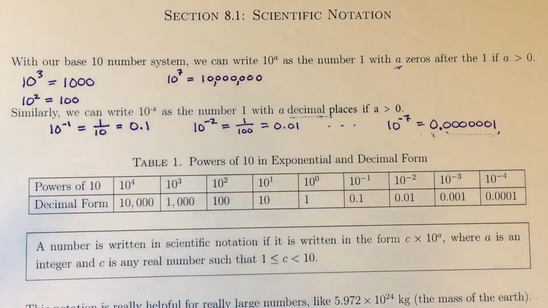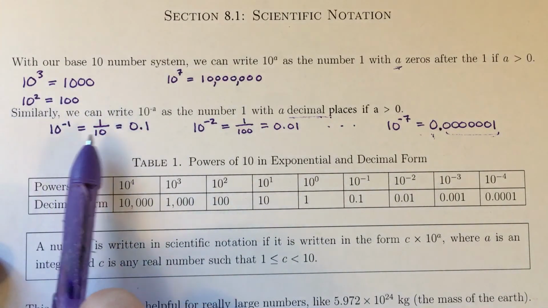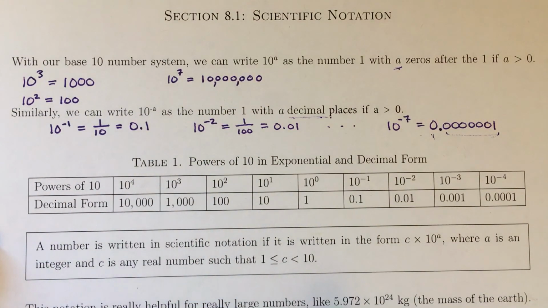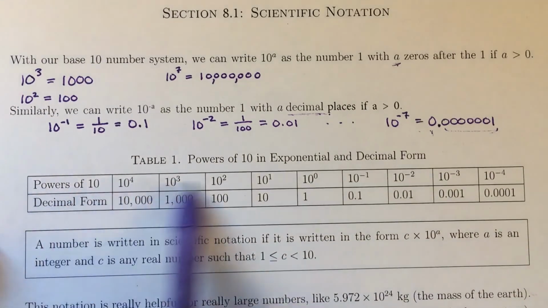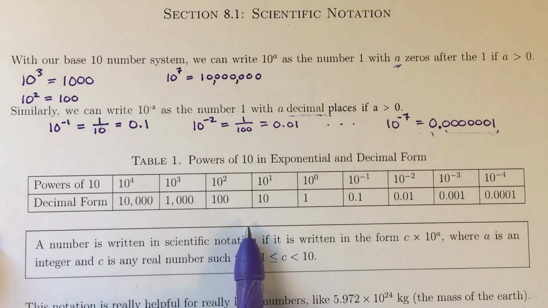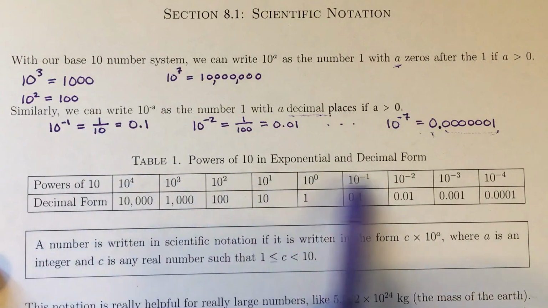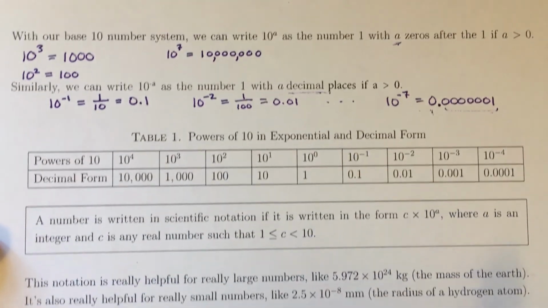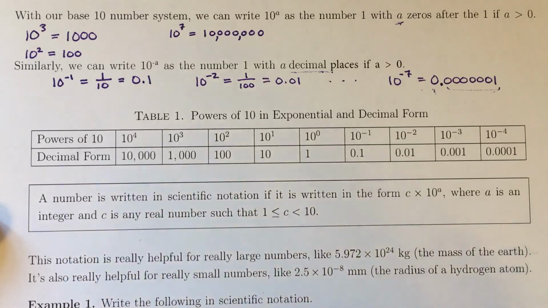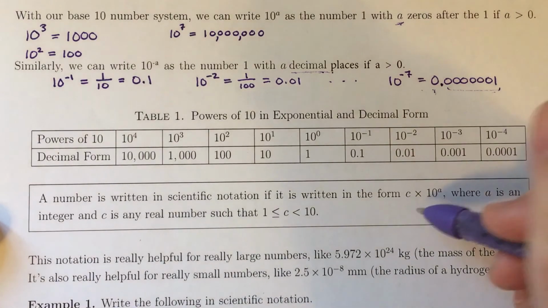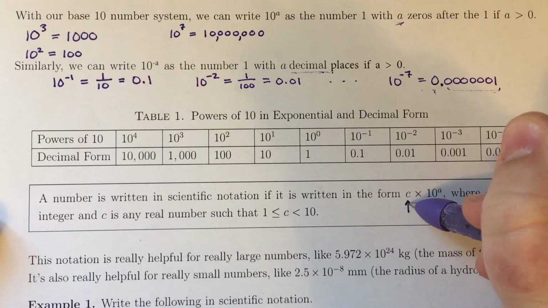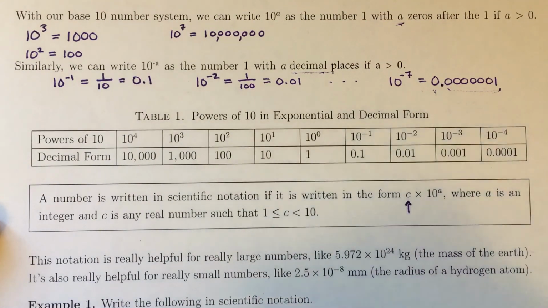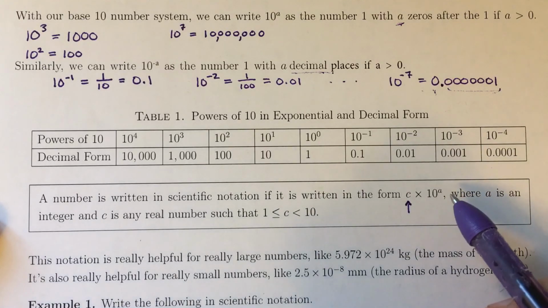So now that we have that settled of what positive and negative exponents on 10 specifically do, we can use scientific notation. So here's sort of a summary of what these powers of 10 look like, both as exponents and as decimals. Scientific notation uses these powers of 10 to write any number. So we're always going to have some number in front, and then we're going to multiply that number by 10 to a power. And that exponent now could be positive or negative.